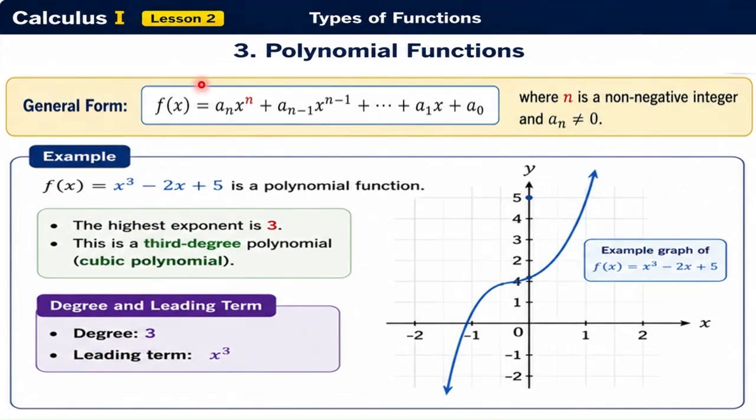Anyway, let us continue with polynomial functions. A polynomial function is simply a sum of powers of x with non-negative integer exponents. For example, f of x equals x cubed minus 2x plus 5. Notice that the highest exponent in this example is 3. Therefore, this is called a third degree polynomial, or simply a cubic polynomial.